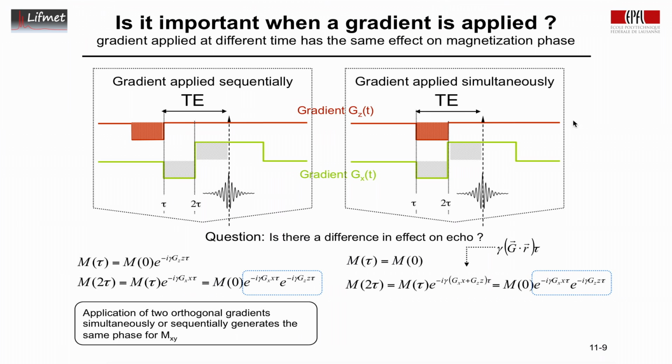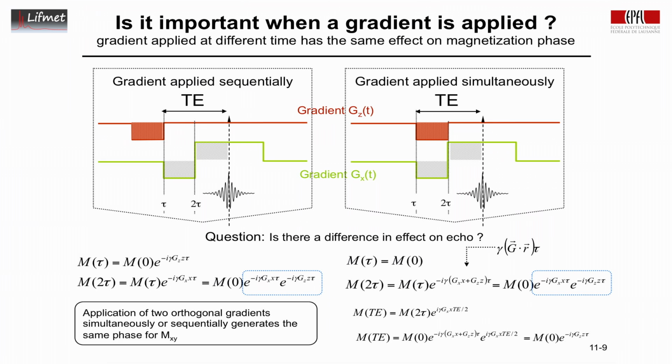So if we have difficulty understanding the diagram on the right, we can always suppose that what is on the left is happening. So at time TE, the magnetization is given by the magnetization at 2 tau times this term here. And we can write this now by putting the magnetization at 2 tau into this term here. And then we get the magnetization at time 0 times e to the i gamma Gz times z times tau. The effect of the x gradient is nullified exactly at TE. So we only have the influence of the z gradient.